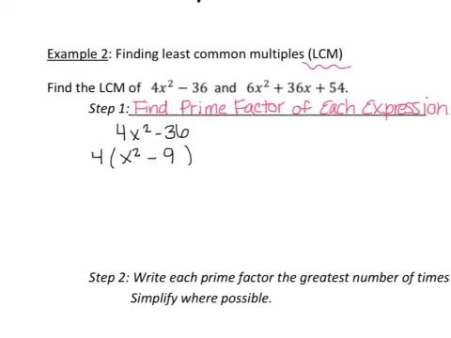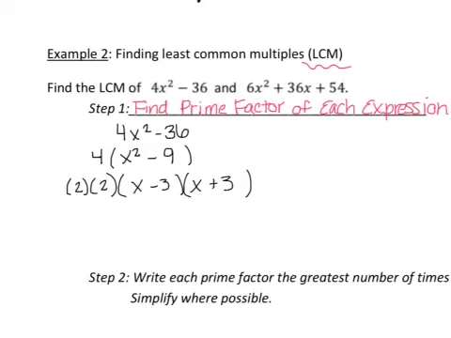Is 4 a prime number? No, so we have to keep going. What can we break 4 down into? 2 and 2. Those are prime, so we don't have to worry about those anymore. Now we have to break down the x squared minus 9. We can keep factoring that. It's a perfect square, so negative 3 and positive 3.